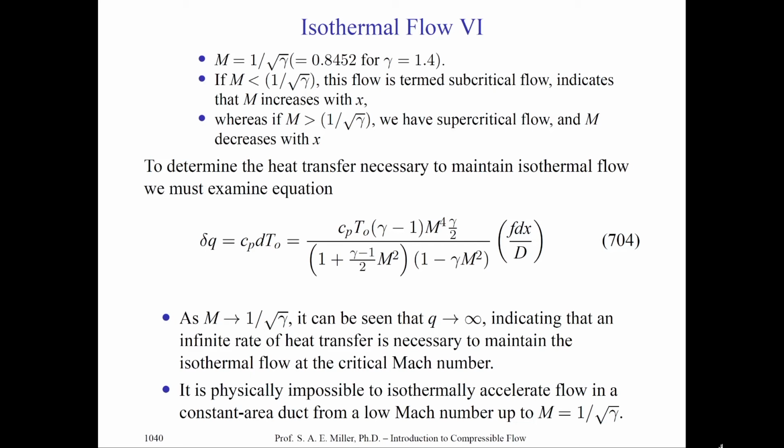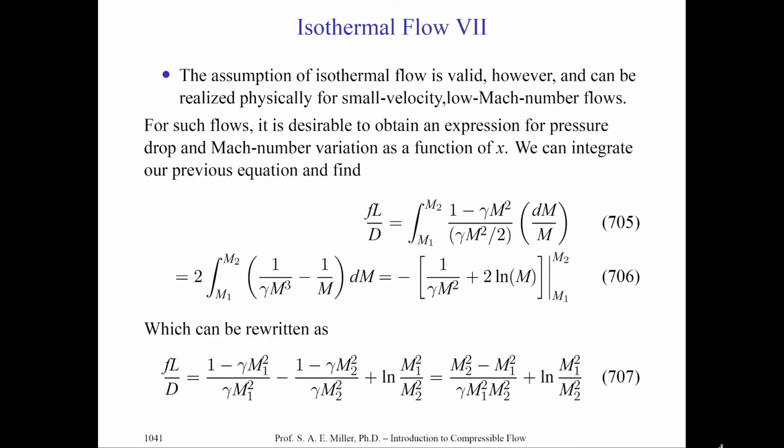Now, as Mach number approaches 1 over square root of gamma, Q, of course, will go to infinity because of the singularity. And you can see this in this equation. This means that there'll be an infinite need for heat transfer to maintain an isothermal flow near the critical Mach number. Of course, this is naturally impossible to have such a high amount of energy transfer into the flow. And the flow would accelerate in a constant area duct from low Mach number to M equals 1 over square root of gamma. And these set of equations would break down at that Mach number or very near it.